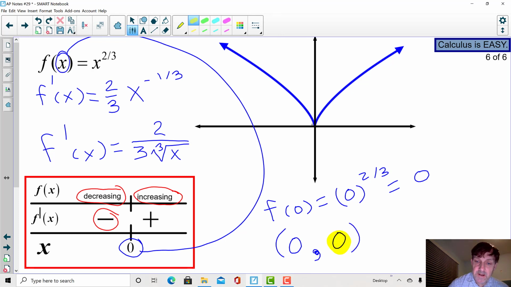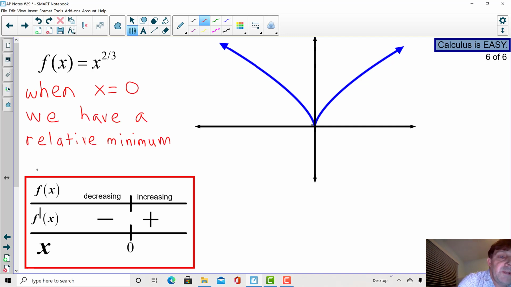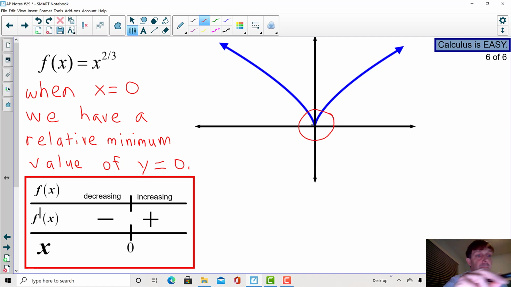Now this is considered an absolute minimum because it's the lowest value on the graph. And it's also considered a relative minimum because it is inside of an interval that contains that point. And it's the lowest value in that interval. Okay, after doing this example, we can say that when x is equal to 0, we have a relative minimum value of y equals 0. Now we would have to be a little bit more careful in this situation if our function was not continuous. And we'll talk about those examples later when we get them.